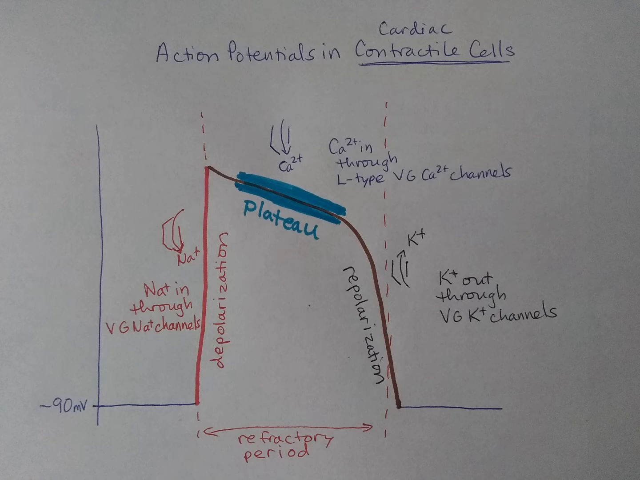The other thing is that the calcium that's coming in, we will use some of that to bind to the troponin and lift the tropomyosin out of the way, so then we can do our cross-bridge cycling. And at the end of the plateau here, we're going to be opening up our voltage-gated potassium channels. Potassium moves out, and that'll cause repolarization.